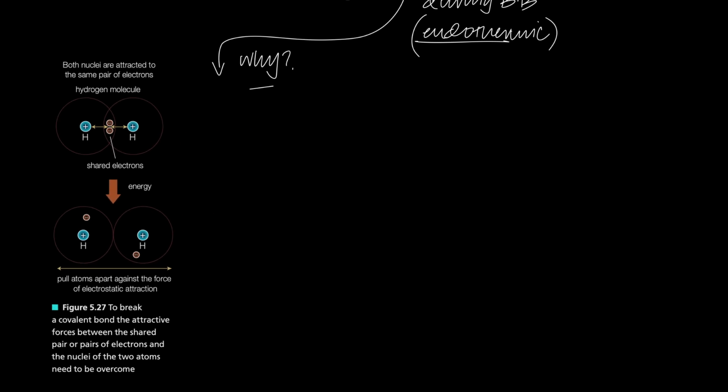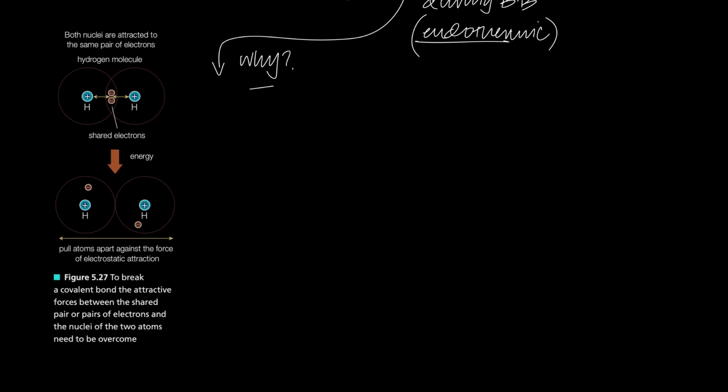See, this diagram is the reason why heat energy is taken in to break a bond. Whenever you need to break a bond, you need to overcome the attractive forces between the shared pair of electrons and its nuclei. If a hydrogen atom is bonded to another hydrogen atom, there are attractive forces. This nucleus is pulling the shared pair of electrons, and this nucleus is pulling the shared pair of electrons. And that is why this is a strong covalent bond, right?